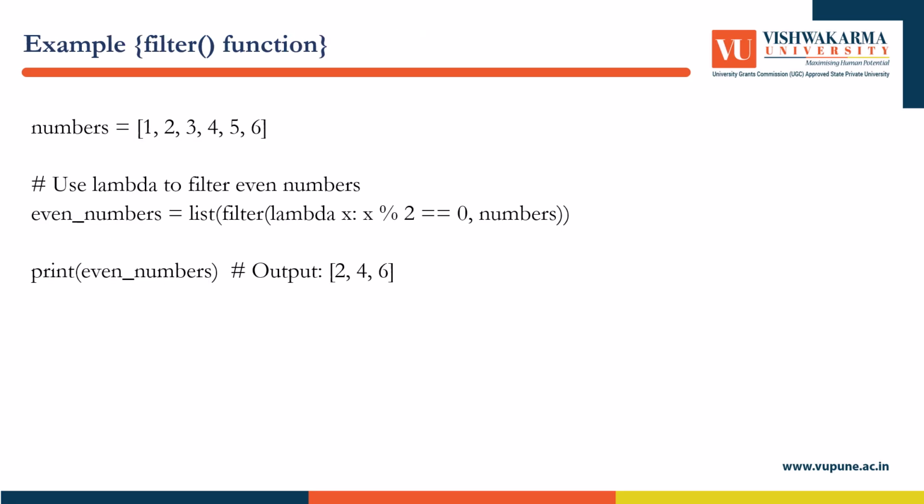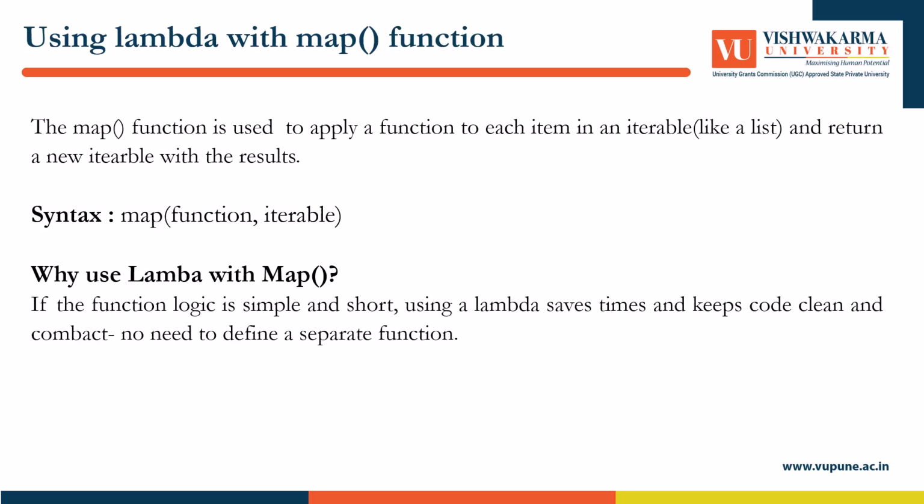Let's see the example of this. We are taking a list of numbers 1 2 3 4 5 6. We are using lambda with filter function to filter the even numbers. So here we can see how lambda function is used with filter functions, and by using that we are filtering our even numbers.